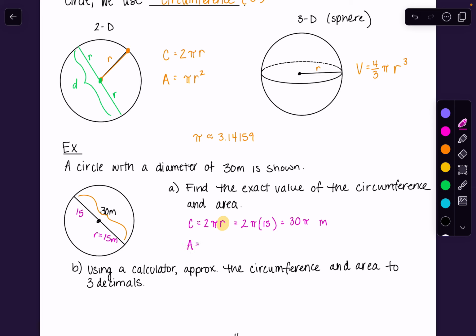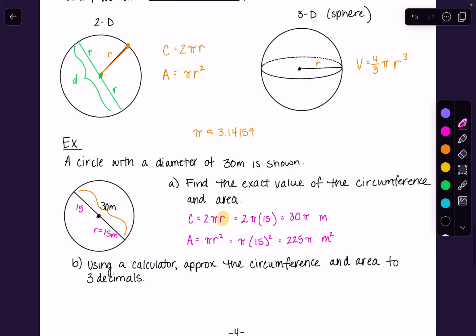So same exact thing for area. My area formula is pi r squared. So r is 15, so we do pi times 15 squared. 15 squared is 225. So we just like writing the pi at the end. This is 225 pi as the exact value of the area. And then because it's area, it's the units squared. Okay. So if you want the exact, these are the exact measurements of the circumference and the area.